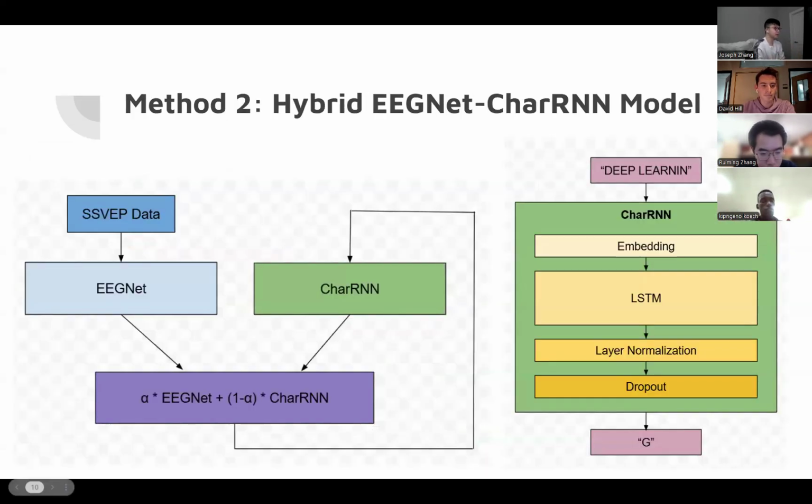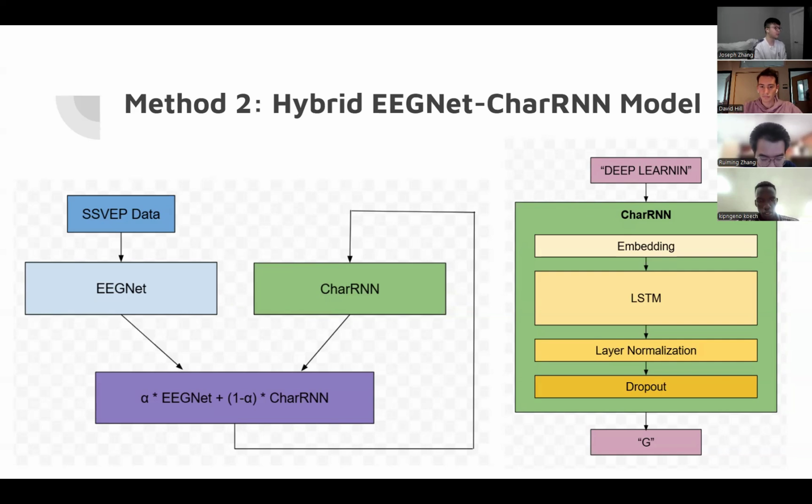Our second method involves incorporating a language model into EEGNet's inference pipeline. The idea is that a speller task shouldn't be only evaluated on individual targets, but on its accuracy in meaningful outputs like words and sentences. So instead of solely relying on EEGNet for predicting every letter a subject looks at, we can leverage the high confidence of language models. We trained a simple character-based RNN for this purpose.